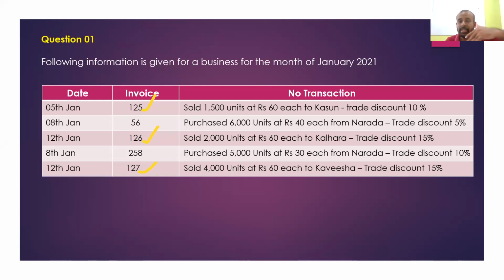But when it comes to the purchases, you are buying from different suppliers. As you are buying from different suppliers, you can't expect the same sequential order.